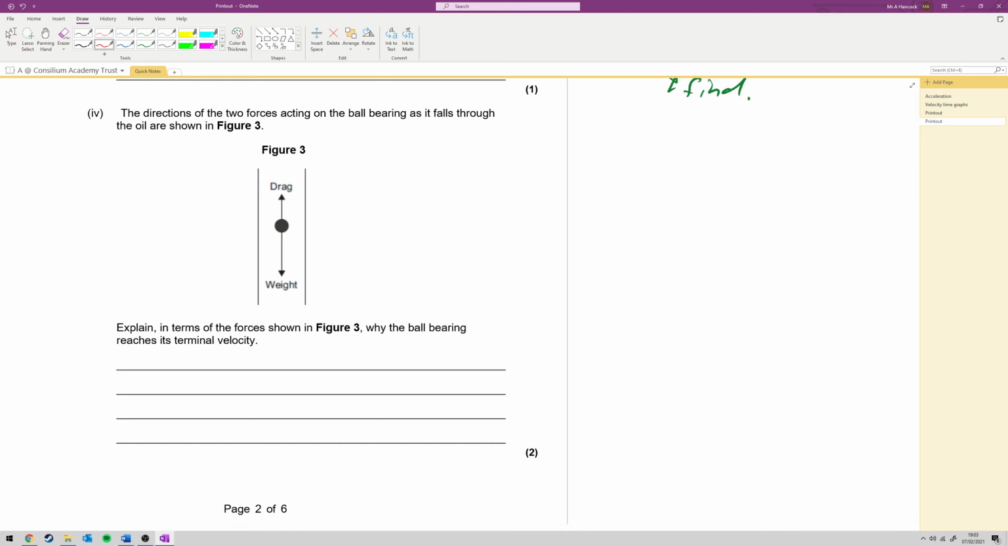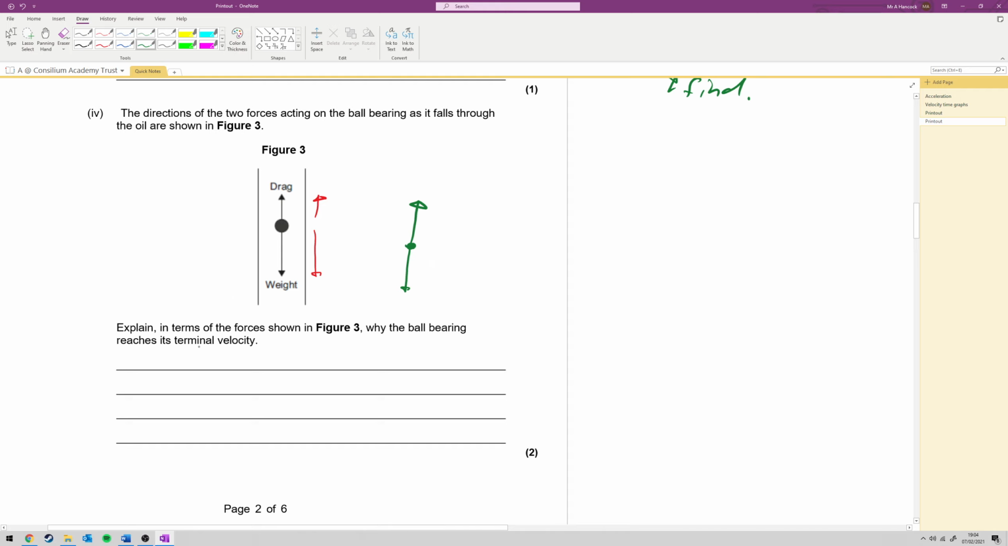Explain in terms of the forces shown in figure 3 why the ball bearing reaches its terminal velocity. Well, here you can see weight is a lot bigger than drag to start with, but you have to remember, as this ball gets faster, the weight will stay the same, but the drag will get larger until they are equal.